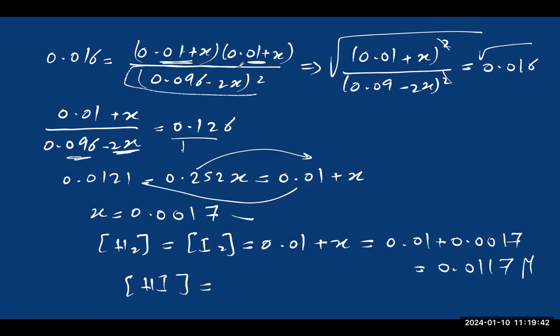We'll take this value and substitute for it. So it will be 0.096 minus 2 times x, which is 0.0017. This will give you 0.0926 molar.